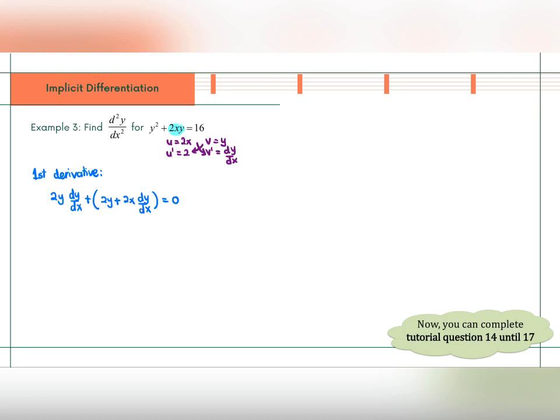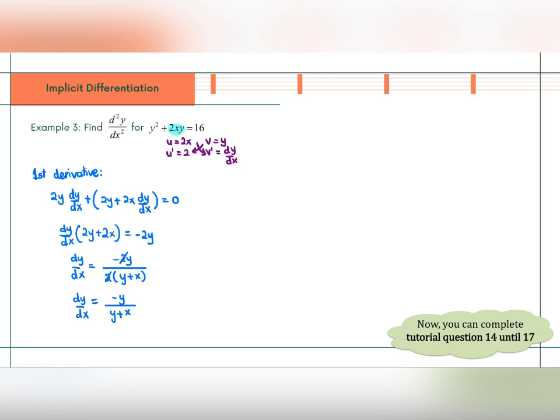Okay, now combining all together, saya groupkan dy over dx dan juga dy over dx. So we have dy over dx of 2y plus 2x equals to, now 2y kita pindahkan ke right hand side, I have negative of 2y. Okay, and finally dy over dx will be equals to negative of 2y over, nampak tak kat sini both term ada 2, so I am going to factorize. So dapat y plus x. So negative 2 divided by 2, we get negative 1. So therefore, our dy over dx is equals to negative y over y plus x. So this is our first derivative.